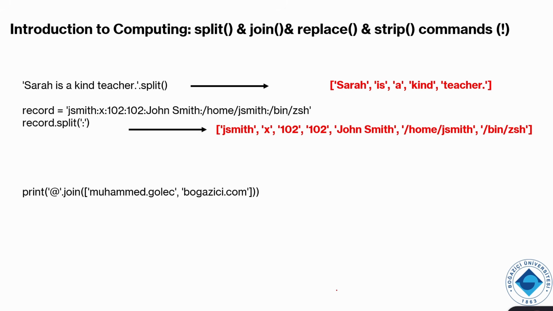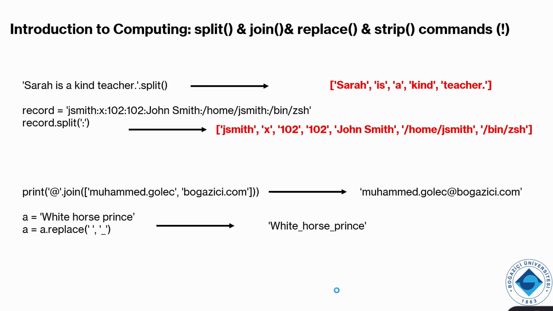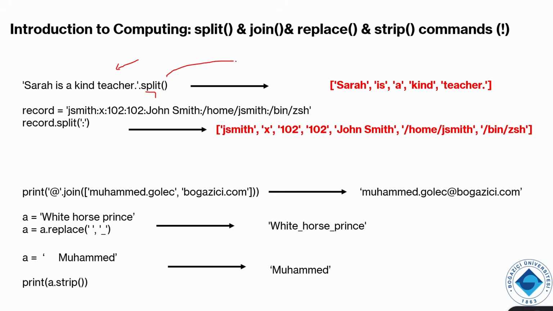Okay, also we have split, join, replace, and strip functions for strings in Python. Let me explain these. What are they doing? Split splits a string into a list of words or parts based on a specified separator. So it's going to split our string and convert it to a list like this.